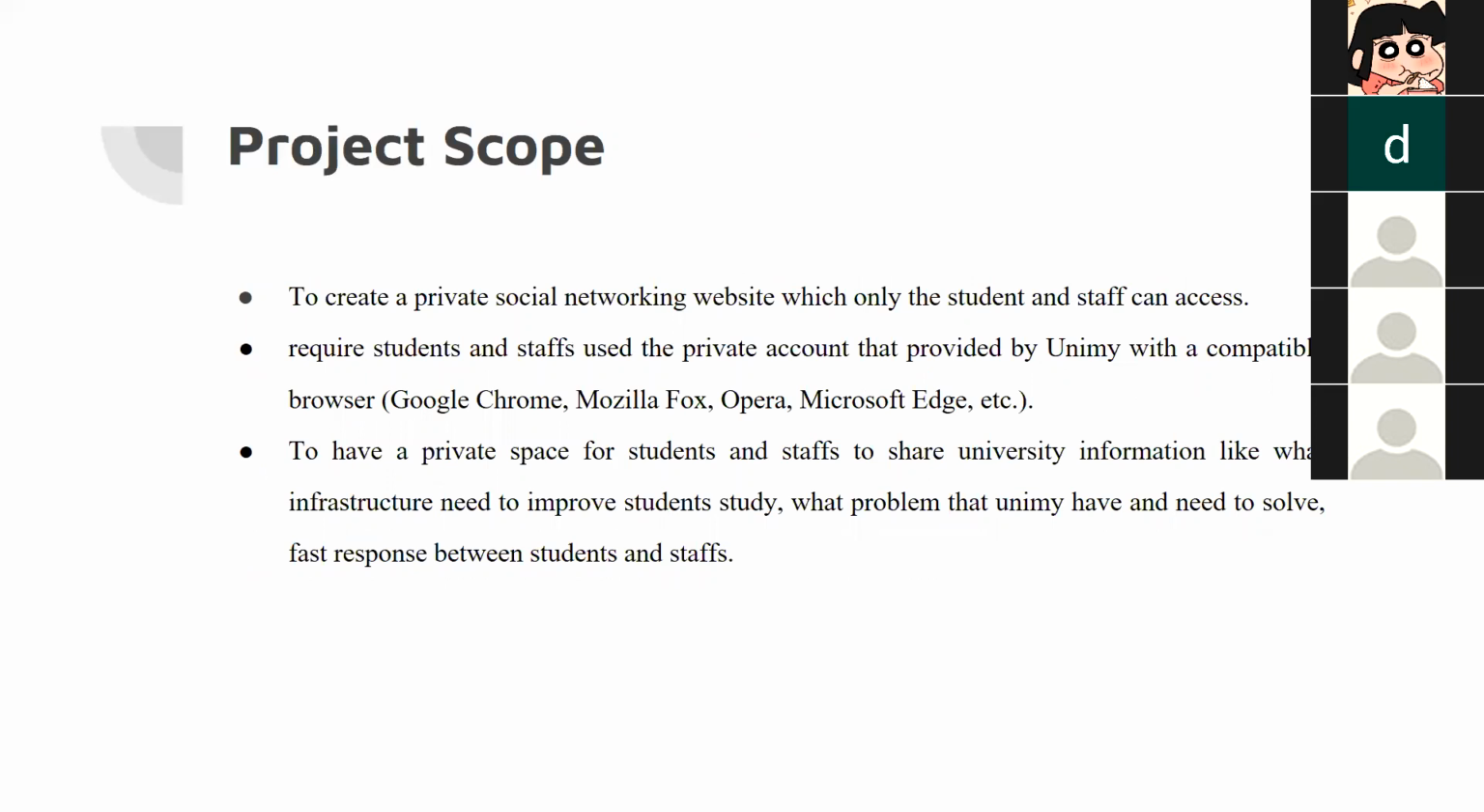So next is the project scope. Our scope is to create a private social networking website, which is only for our UniMy students and staff. It requires students and staff to use the private account provided by UniMy with a compatible browser, which is Google Chrome, Mozilla Firefox, Opera, Microsoft, and so on. It provides a private space for students and staff to share university information, like what infrastructure needs to improve student study and what problems UniMy has to solve, and for fast response between students and staff.